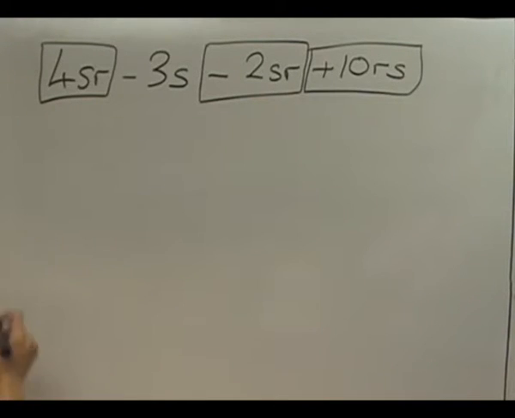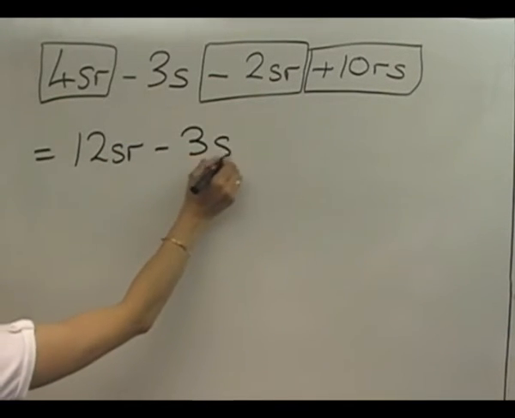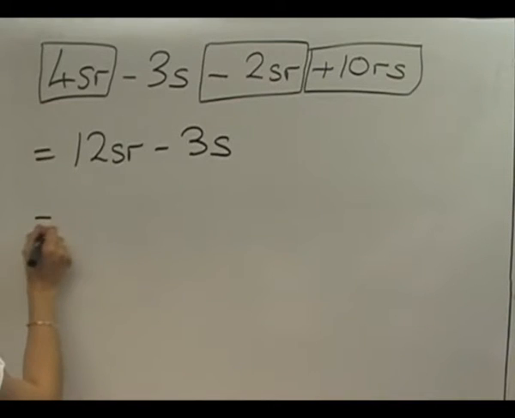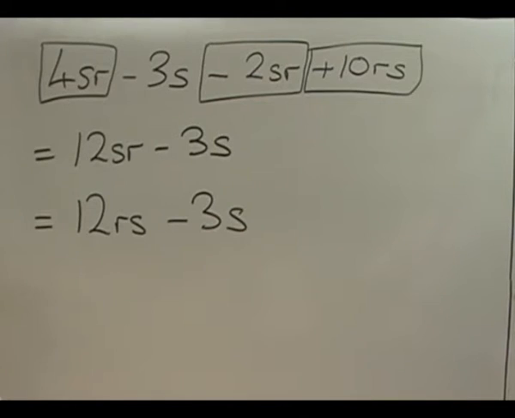So 4 take away 2 is 2, add 10 is 12. So it's 12sr, take away 3s. But you would also get it correct if you wrote 12rs, take away 3s.